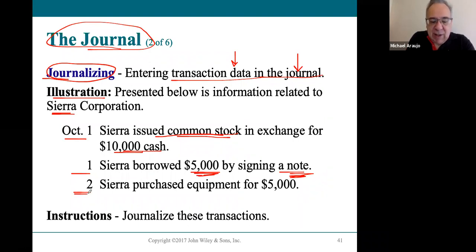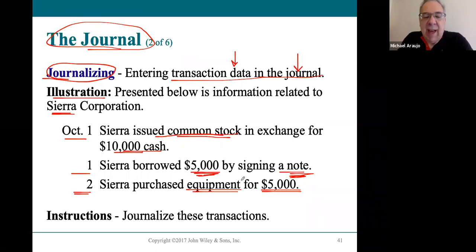And then, of course, this last one here on October the 2nd, they purchased equipment for cash. We know we have more equipment, but we also have less cash. Equipment and cash are both asset accounts, meaning that they increase on the debit side and decrease on the credit side. So a debit to equipment for 5,000 shows we have more equipment, but we have less cash, so a credit to cash shows we have less cash. Now that you've done all that analysis, it's time to actually do the accounting.